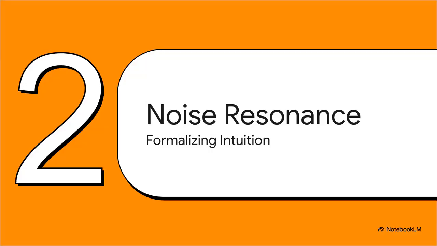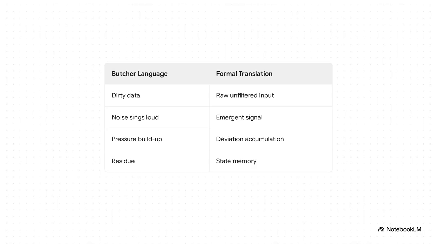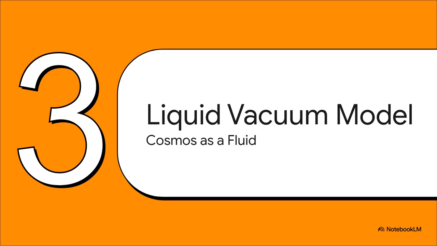Which brings us to Section 2, contextual noise resonance. This is where things get really cool, because we start guiding these visceral, bloody butcher metaphors straight into formal mathematics and systems theory. The source material maps it out perfectly for us. So dirty data from the butcher's block, that becomes raw, unfiltered input in data science. When noise sings loud, that formally translates to emergent signal amplification. Pressure buildup becomes deviation accumulation, and that residue left on a knife, that's historical state memory. It's actually amazing how physical intuition directly mirrors formal algorithmic vocabulary here. All right, let's keep moving.